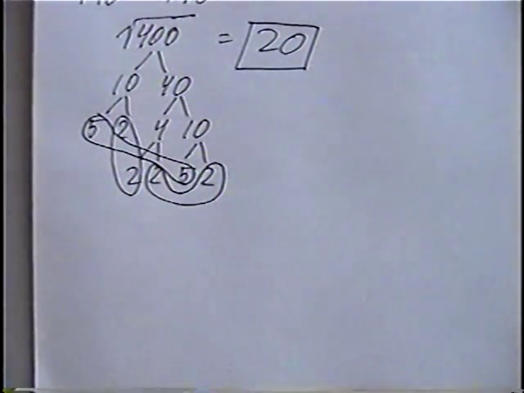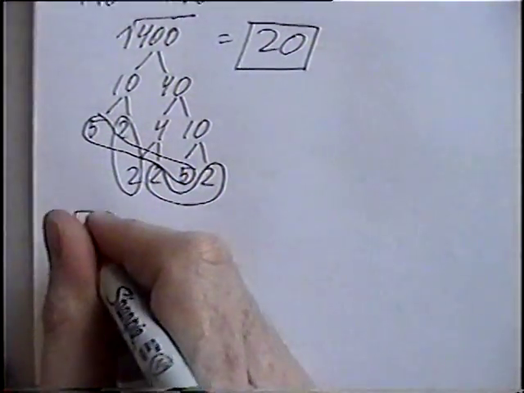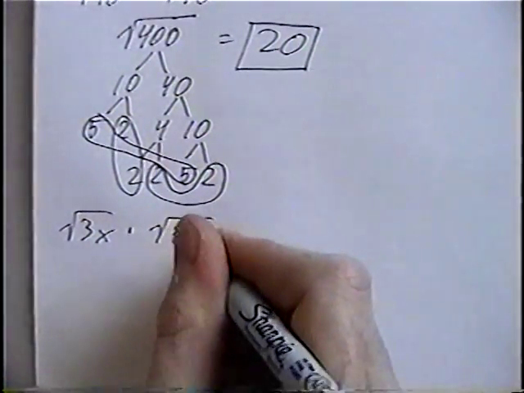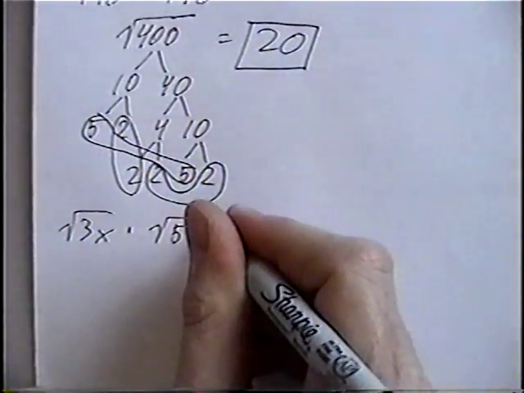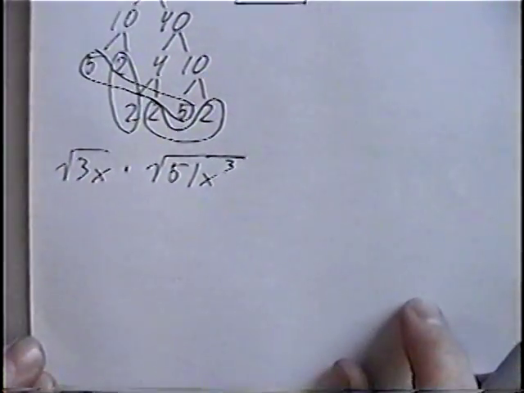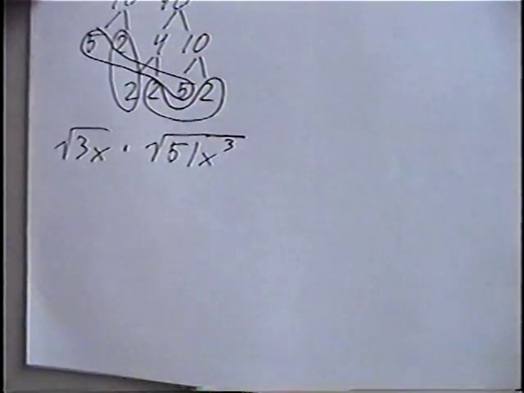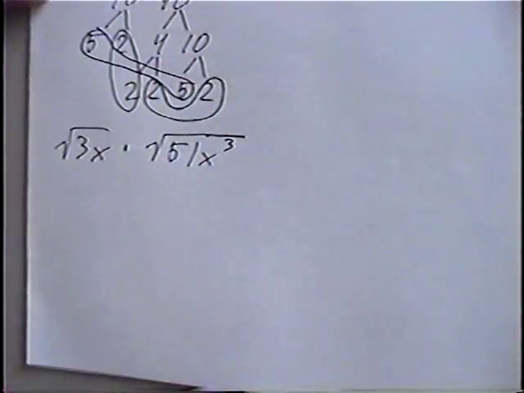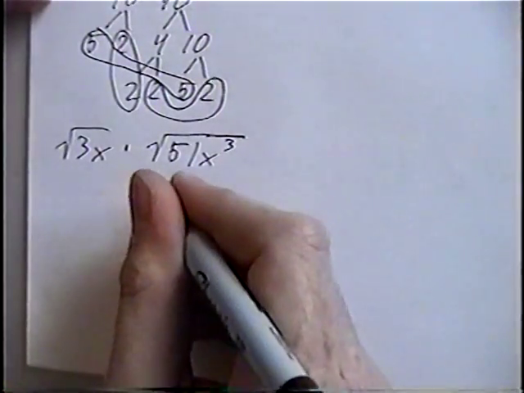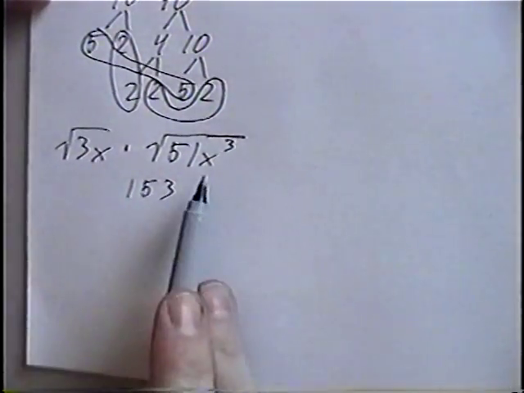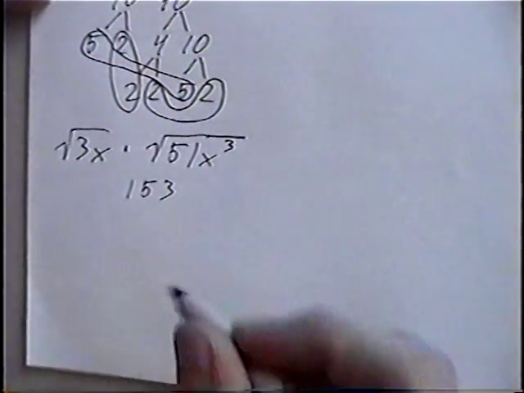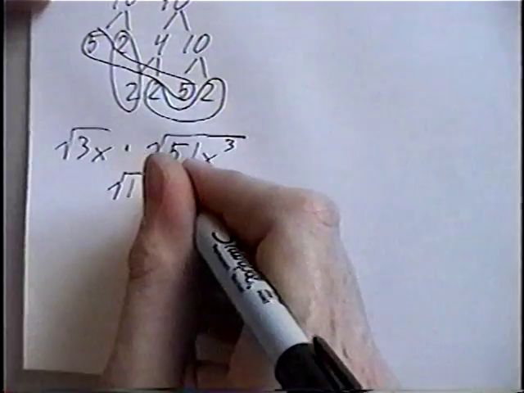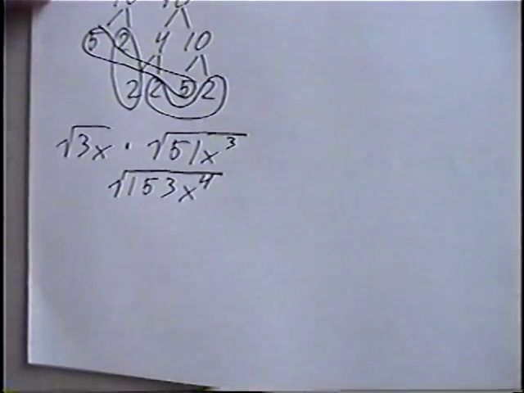Last problem for the section is radical 3x times radical 51 x to the third power. Same steps as before. If we have two radicals, we can multiply the numbers. 51 times 3 would be 153. X times x to the third power, that would be 4 x's or x to the fourth. And again, this would stay underneath the radical.